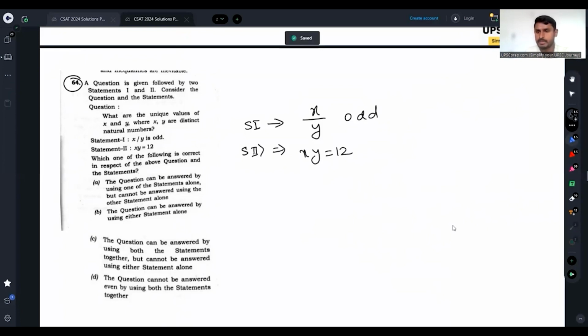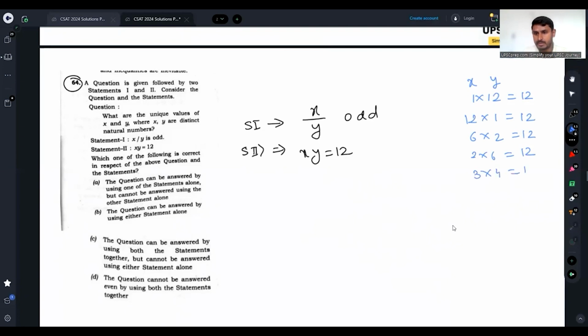तो we will again start from statement 2. So we can write 1 into 12 is equal to 12. Again, we can also write 12 into 1 is also 12, right? So let's say यहाँ पे this is x and this is y. Again, we can write 6 into 2 is 12. Again, 2 into 6 is also 12, right? Again, 3 into 4 is 12 and 4 into 3 is also 12, all right? So all these possible values of x and y are there. So 6 such pairs. So from statement 2, we will not be able to exactly tell what is the value of x and what is the value of y.